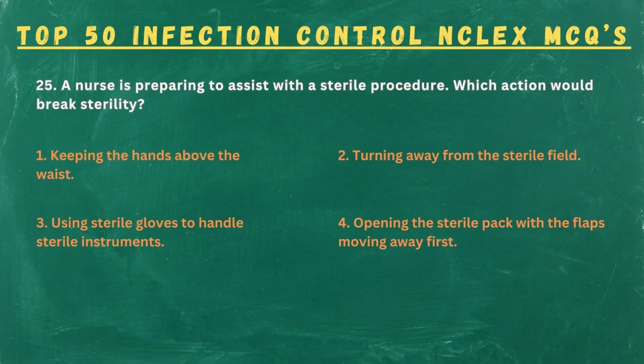25. A nurse is preparing to assist with a sterile procedure. Which action would break sterility? 1. Keeping the hands above the waist. 2. Turning away from the sterile field. 3. Using sterile gloves to handle sterile instruments.